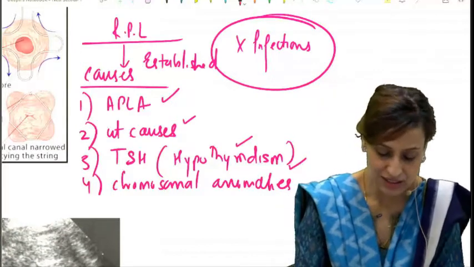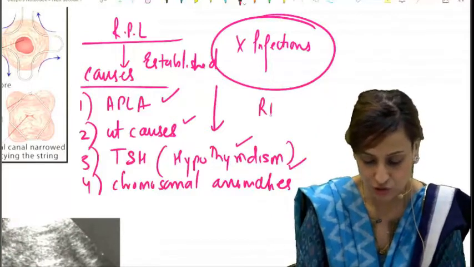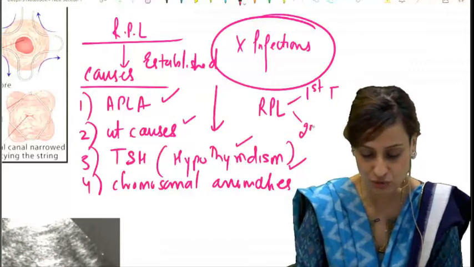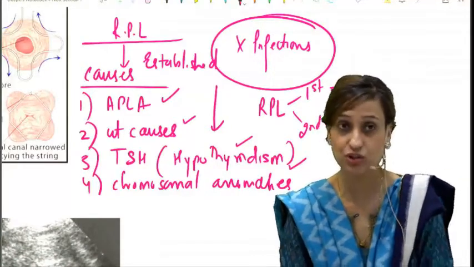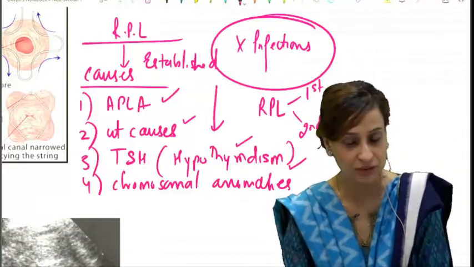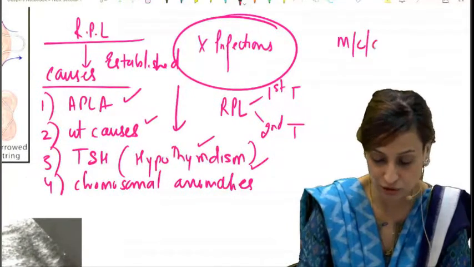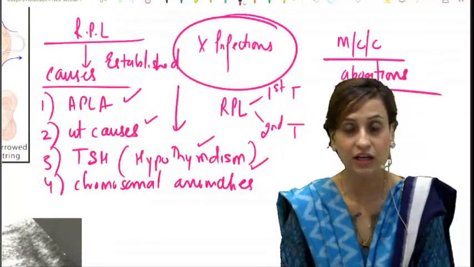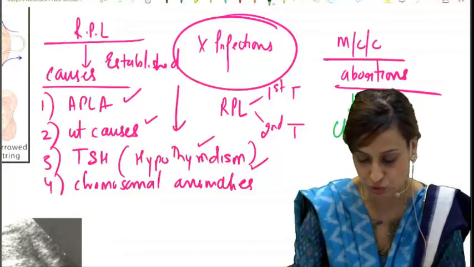Please stick to this order and stick to this table, whether they ask you causes of RPL in the first trimester or they ask you causes in the second trimester. You're going to stick to these 4 established causes in the order that we've written them, right? On the other hand, when you talk in general about abortions, and not specifying recurrent abortions, then the answer of most common cause is chromosomal.